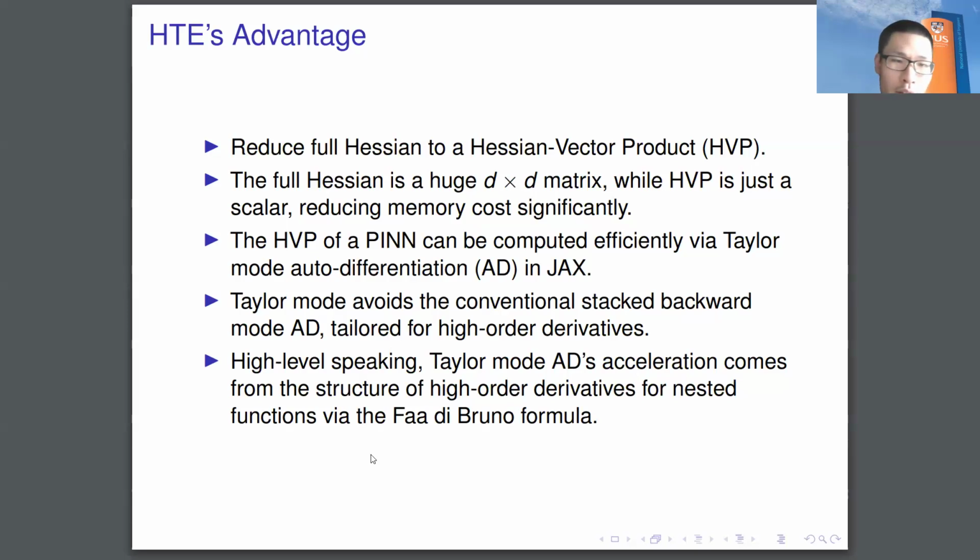So Taylor mode autodiff avoids the conventional stacked backpropagation, backward mode autodiff. It's tailored for something like high order derivatives, but the original mechanics is also very complex. It is related to the design of JAX, and we actually explain something in our Hutchinson trace estimation paper. But to give you a high level impression, Taylor mode AD's acceleration comes from the structure of high order derivatives for nested functions via the Faà di Bruno formula.